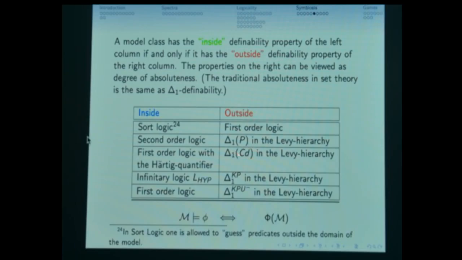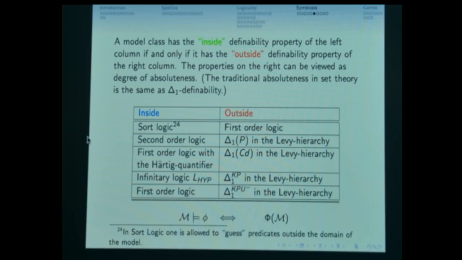predicate, delta 1 P, so delta 1 KP, so Kripke-Platek, this is set theory with restricted replacement and comprehension, so you restrict to delta 1 formulas. First order logic is symbiotic with this quite weak theory, so this is KP. KP minus is Kripke-Platek without the power set.